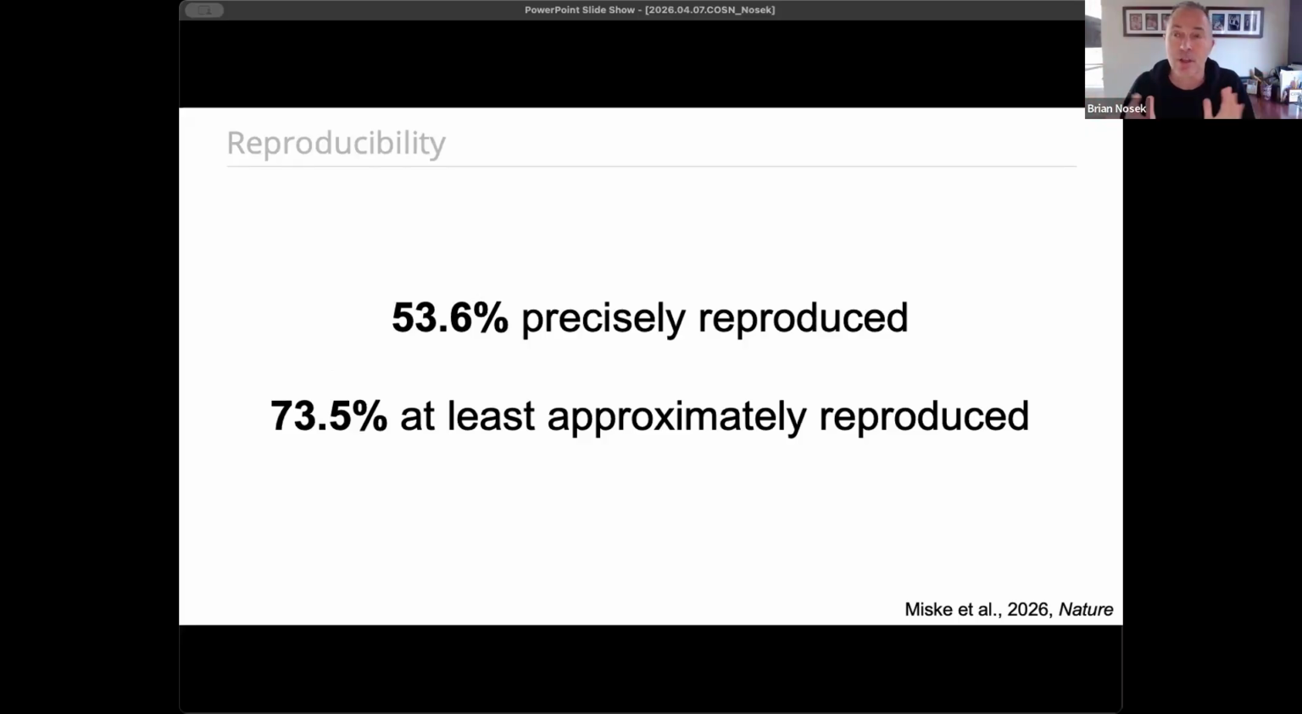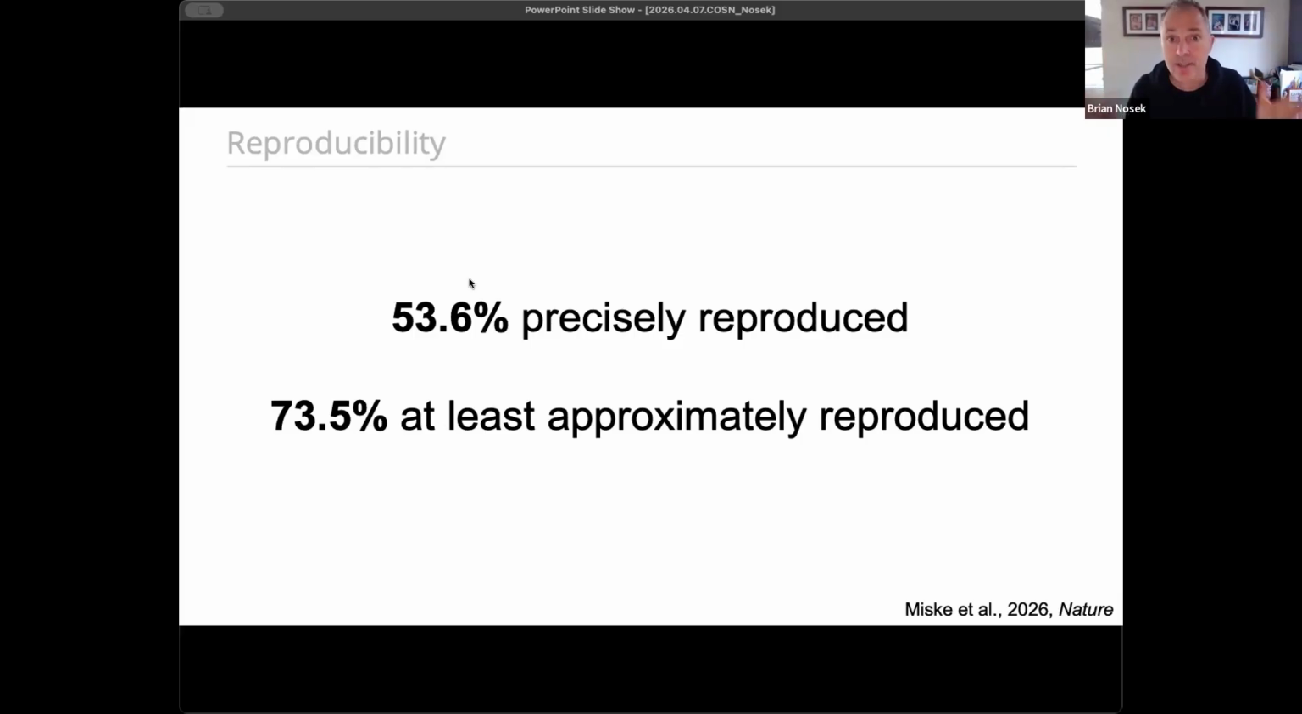So for example, if the p-value was within 0.05 of what was reported in the paper. So if it reported p equals 0.05, as long as the p-value of the reproduction was between 0 and 0.1, we considered it at least approximately reproduced on that variable. And in that case, we reproduced 74% of the studies where we were able to get data and try to reproduce those findings.